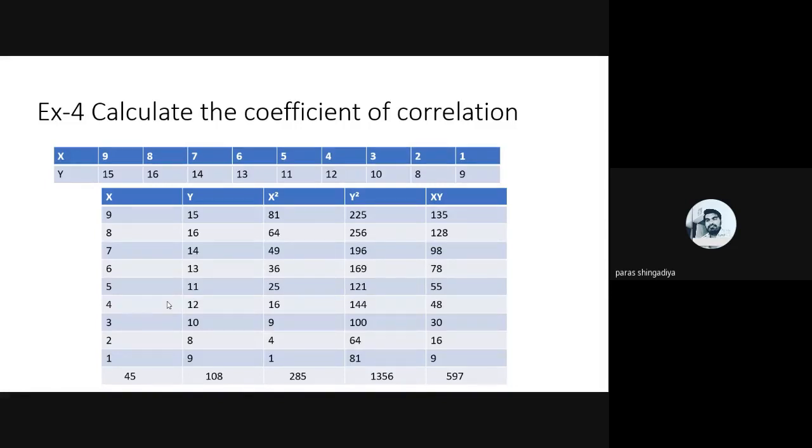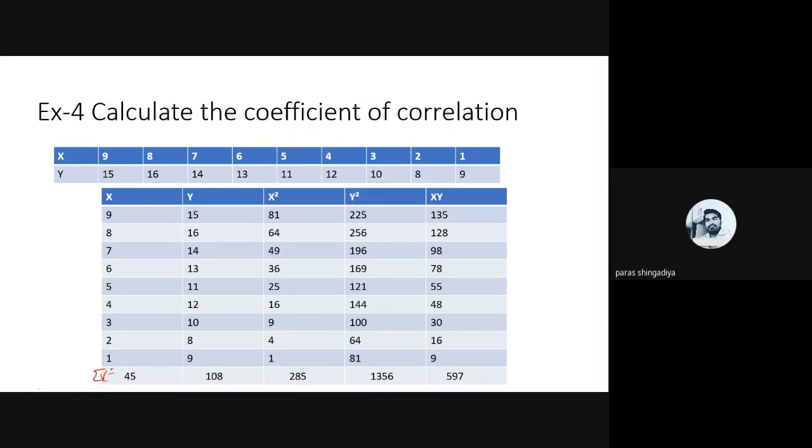Now the next one, 9 data are included now: x is 9, 8, 7, 6, 5, 4, 3, 2, 1, and values of y are 15, 16, 14, 13, 11, 12, 10, 8, and 9. Okay, so this data is given. First create the x column, y, x square, and xy. So x is 9 8 7 6 5 4 3 2 1, total of 1 to 9, obviously it is 45. So sigma x is equal to 45.